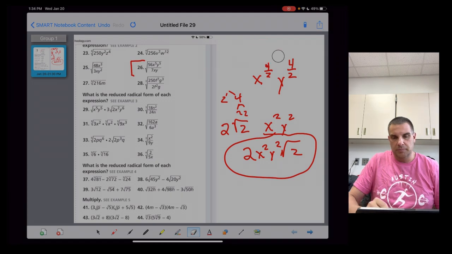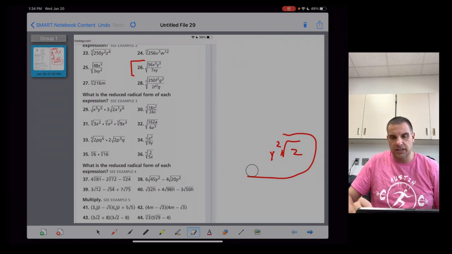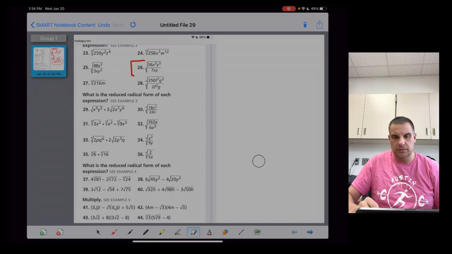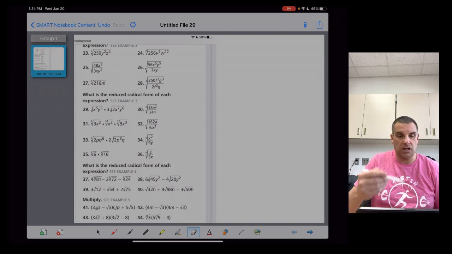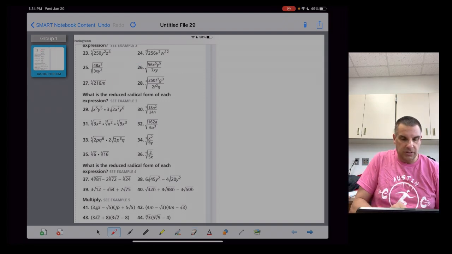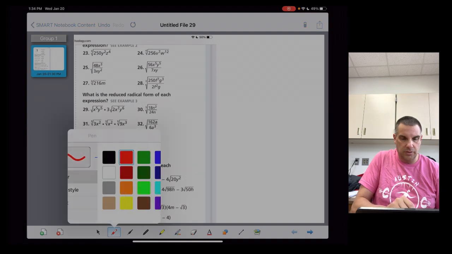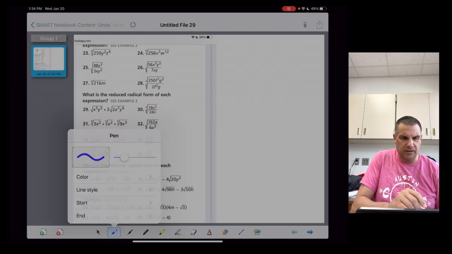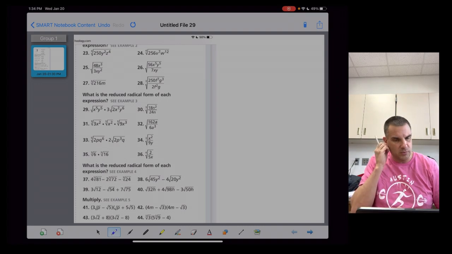Because this is the only space I have to write on, I have to erase this now. If you didn't get it, pause it and go back. So let's take a look at question number 30. A couple other people have asked about question number 30 as well.